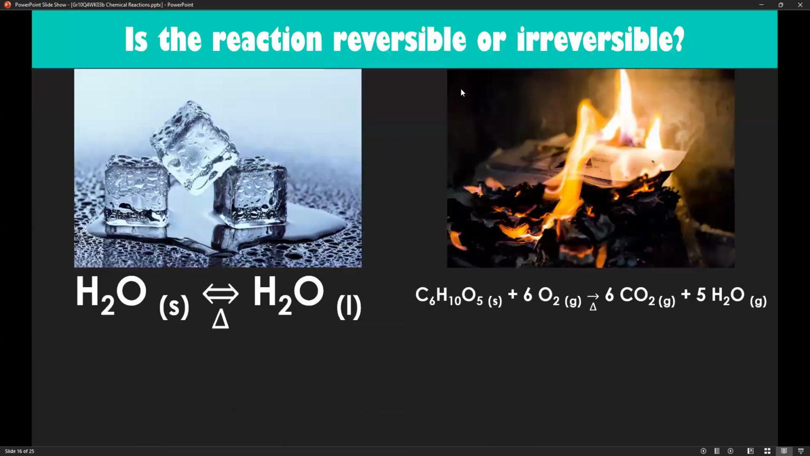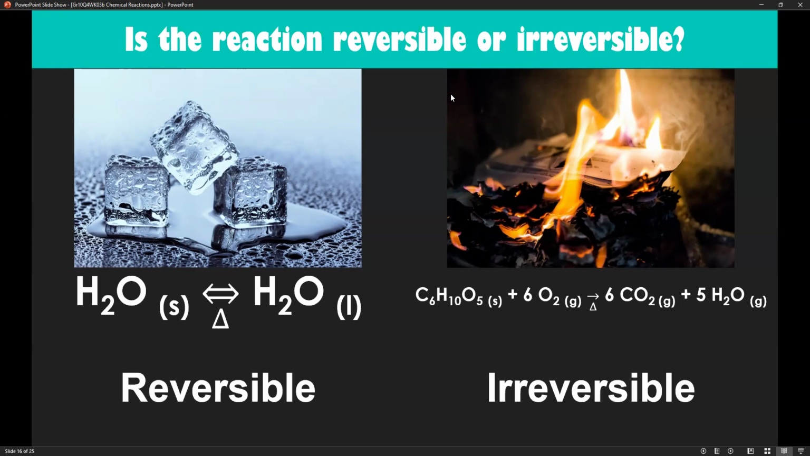So, when we return to our sample equations, is the reaction reversible or irreversible? In melting of water, it is a reversible reaction. Because remember, if melting is the process of turning solid substances into liquid substances, you can revert liquid water back to ice through solidification. So it's naturally reversible. But for burning of paper, once you turn the paper to ash, you cannot return the ash back to the paper anymore. That's why it's irreversible.